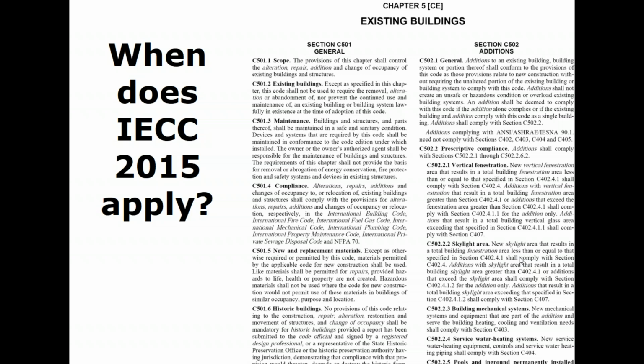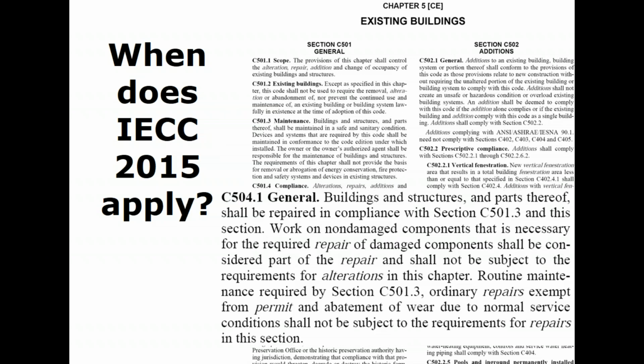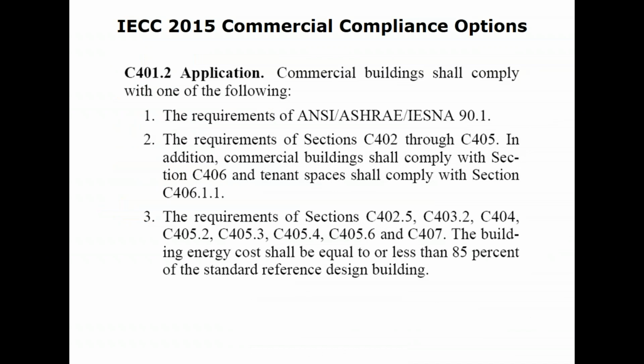C501.6. Historic buildings often get an out for certain things if it's going to affect the historical nature of the building, right? So like a rooftop in view of the line of sight of the street may have some exceptions and things like that. So historic buildings are your one out for not complying with the code. There are 3 ways to comply with the commercial provisions of the code.